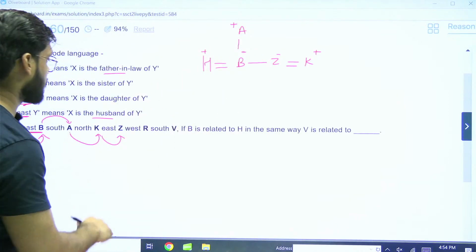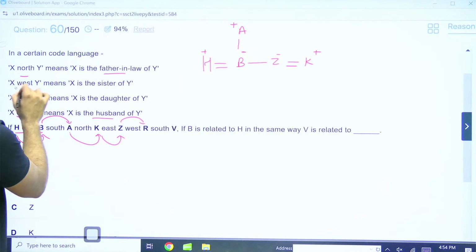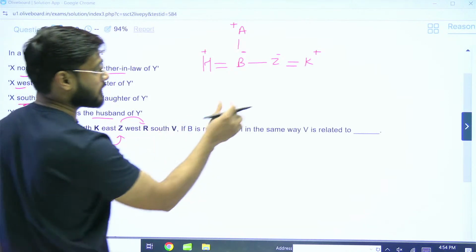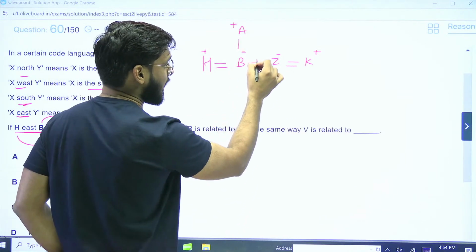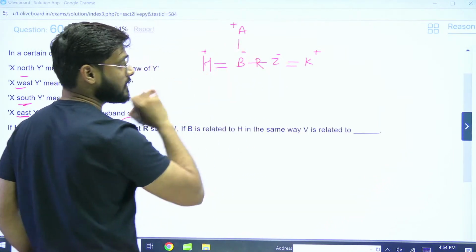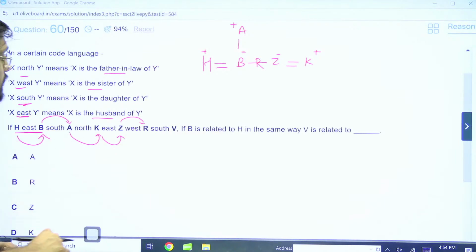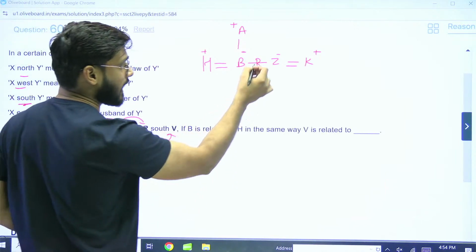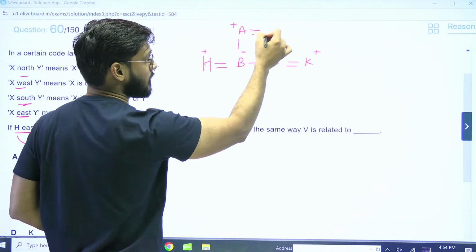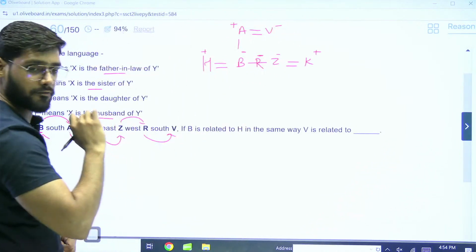Z west R. West means sister. Z is the sister of R. If Z is the sister of R, then R will be the sibling of both B and Z. Okay. R south V. South means daughter. R is the daughter of V. If R is the daughter of V, then V will be the wife of A.